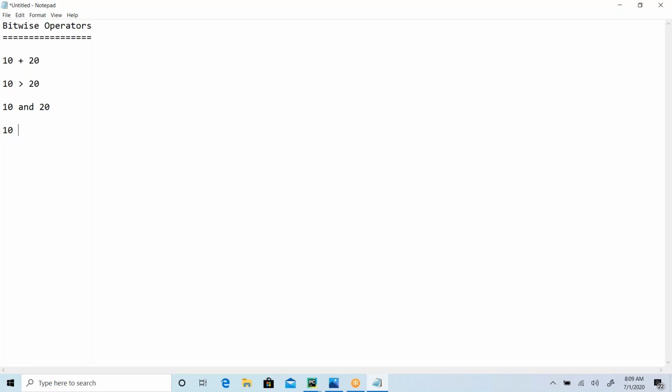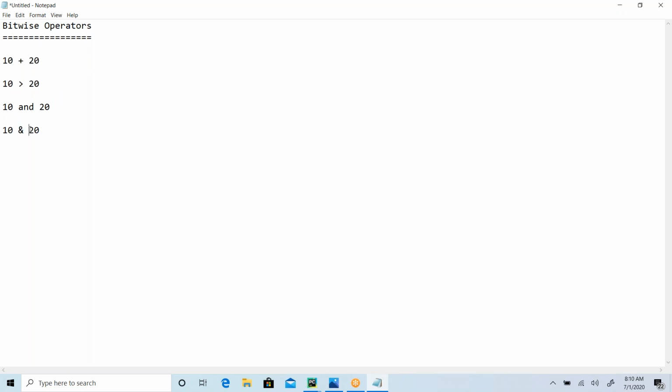Now I'm going to apply a bitwise operator on this. This is a bitwise operator, and this is a logical operator. This is a relational operator. This is an arithmetic operator. Just an example of each operator. So now this is the bitwise AND operator.